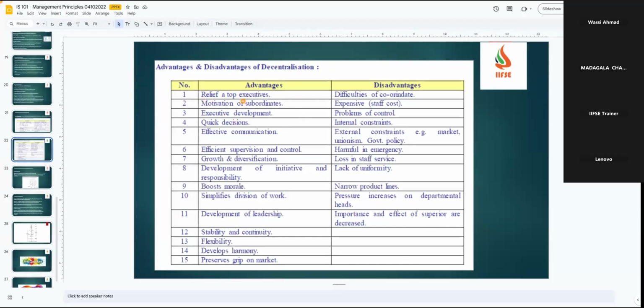Number one, relief to top executives. It gives relief to the top executives, where they need not spend much time on development activities, as they will give it to the department heads. And motivation of subordinates. Definitely, it will give motivation, saying that you people think and take the decision. They will automatically get motivated, thinking, okay, the management is believing us.